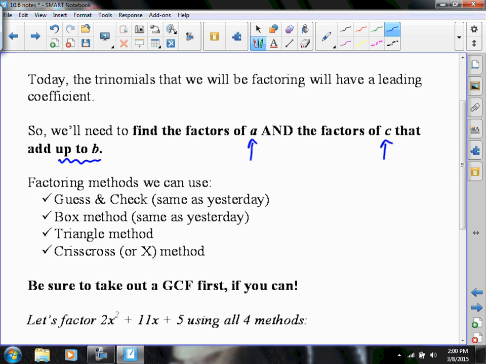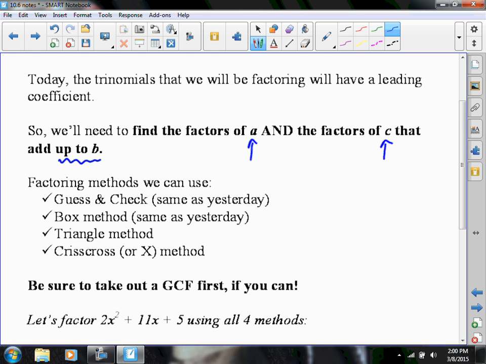So we're going to do a method where we check our outer terms and our inner terms. You're going to hear me say that a lot. We've got to check our outers and our inners. And there's really four ways that we could successfully factor trinomials that have a lead coefficient.